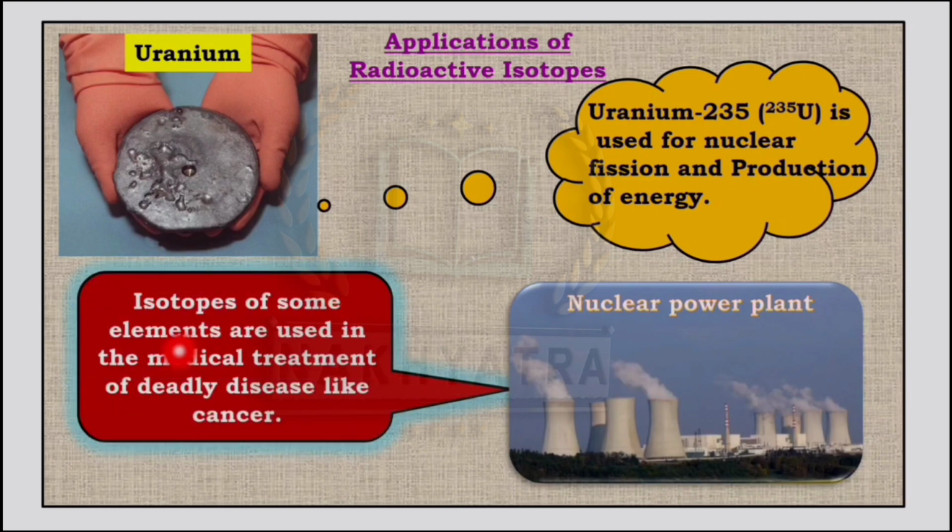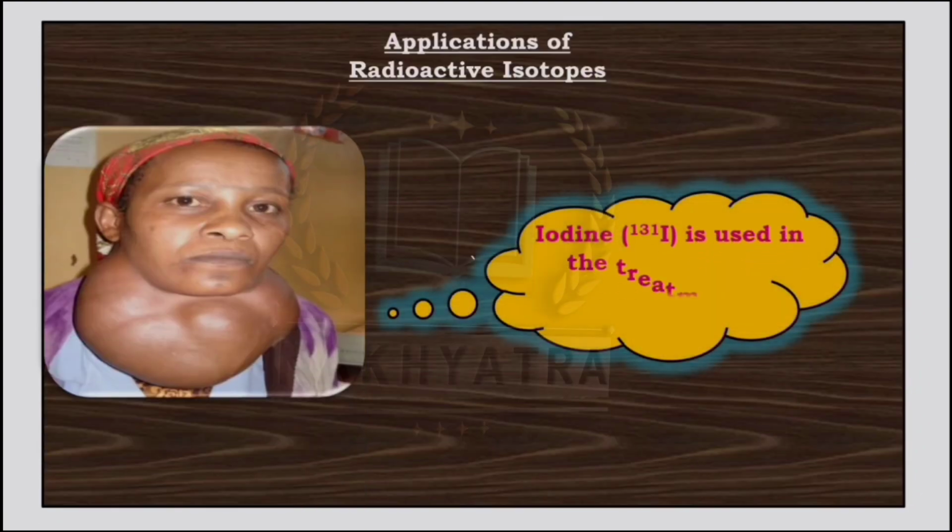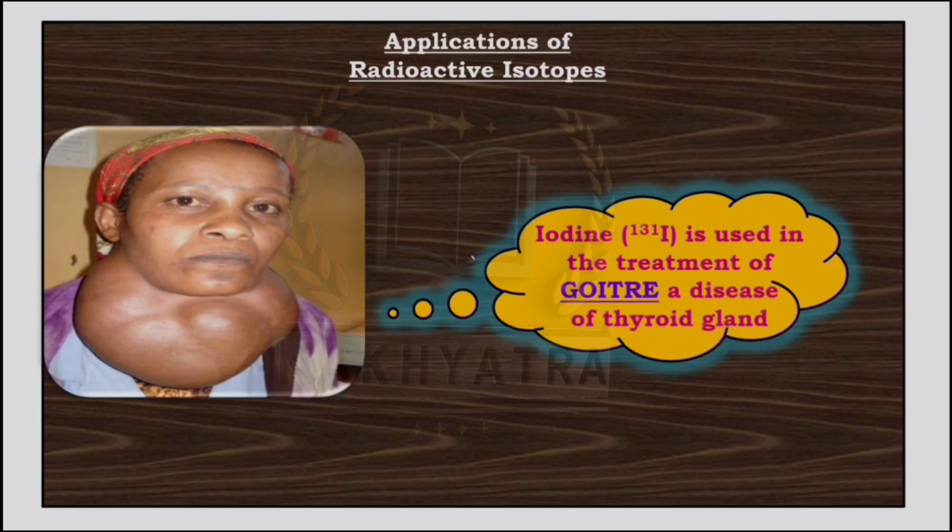Isotopes of some elements are used in the medical treatment of deadly diseases like cancer. Next, iodine, which has mass 131, is used in the treatment of goiter, a disease of the thyroid gland. When there is a deficiency of iodine in the body, we suffer from goiter.